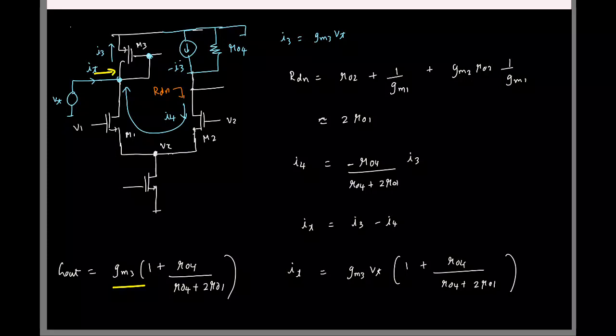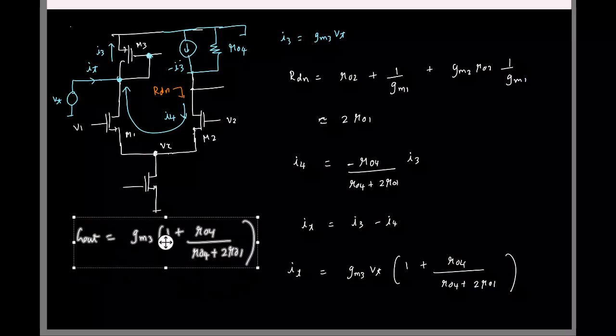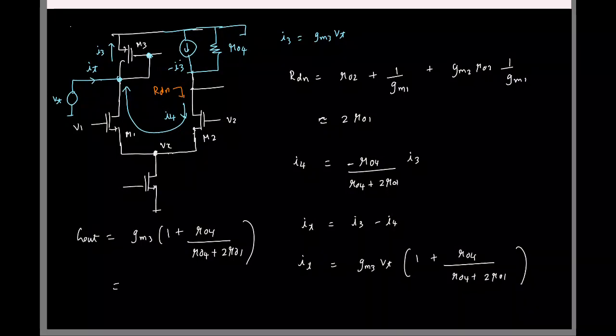So again, in the class I just gave you some rough results under some special cases. I expected that you guys will work it out completely. So this is equal to 2 GM3. Is that okay?